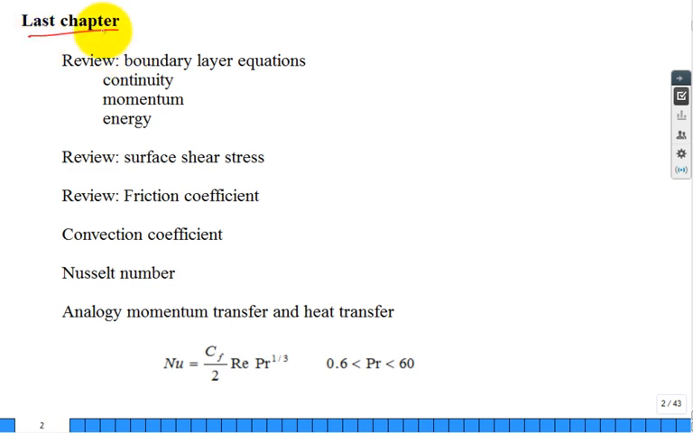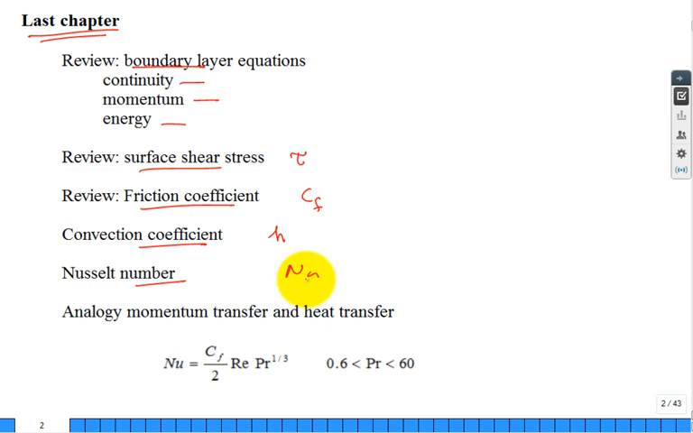Last chapter was so important. You really cannot build and understand this chapter without understanding the precursor chapter, chapter 6, where we talked about the boundary layers, continuity equation, momentum equation, energy equation. We're going to start there for the flow over the flat plate again. Shear stress, friction coefficient, convection coefficient, Nusselt number. So we go from tau and h to C sub f and Nusselt.